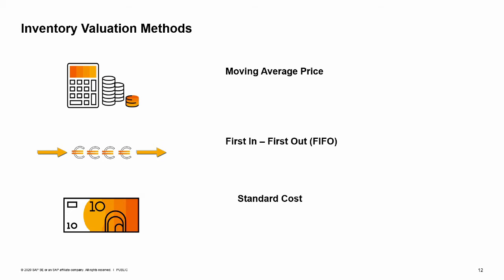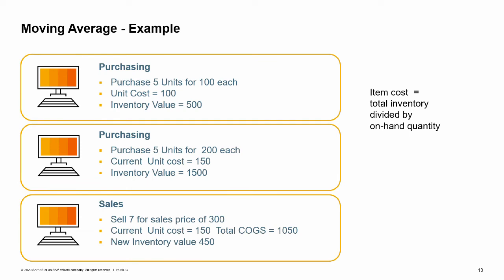Let us take a look at how each method works by working through a slightly more detailed example. This time we will look at how each method works when an item is purchased multiple times with varying purchase prices. Remember that the formula for moving average is that item cost is calculated by dividing the total inventory value by the on-hand quantity. Here we see a purchase of 5 units for 100 each.